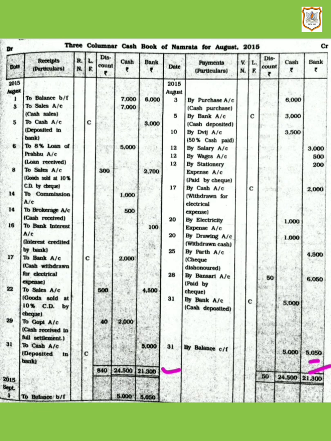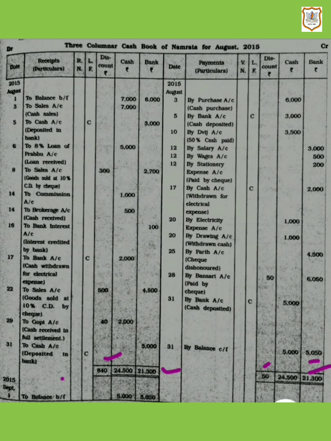Now the discount column will be totaled, and here on the debit side the total of the discount column is 840, and on the credit side the total of the discount column is 50. So here on the credit side the total of the discount column, that is 50, is discount received, and on the debit side the total of the discount column, that is 840, is discount allowed, that is an expense for the firm.